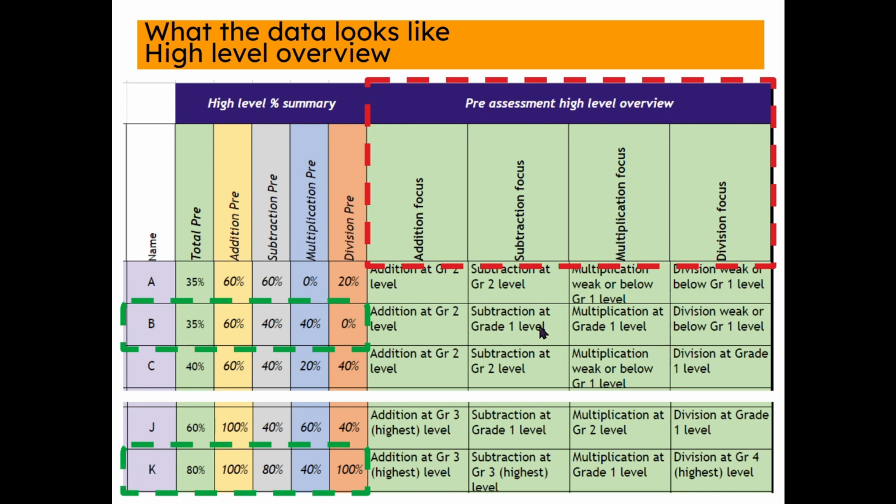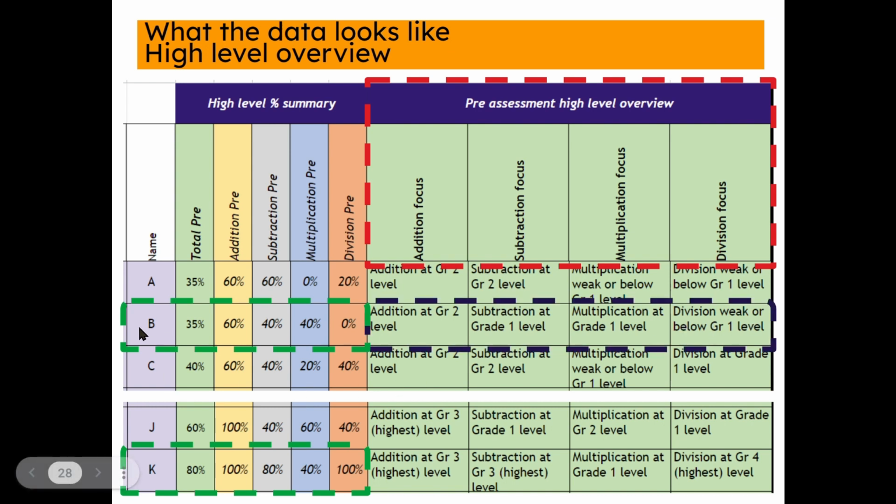Their subtraction is only at grade 1 level, so they haven't been able to answer any of the other level questions. Their multiplication is also at grade 1 level. Okay, nothing higher. And their division is weak. It's below grade 1. So they don't have any division because they've got no questions correct, so it's below grade 1 level.